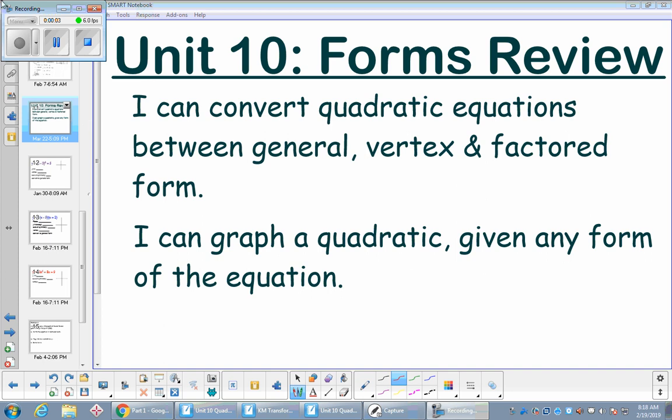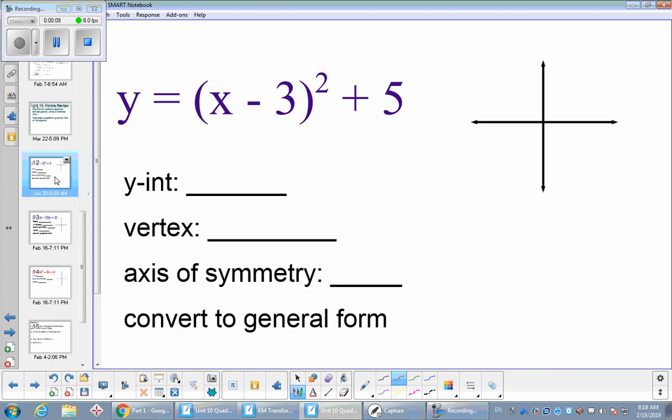All right, welcome to our Unit 10 review or relearning. If you need to do a note sheet, please make sure you do so. We're going to start with our first form, which is vertex form.